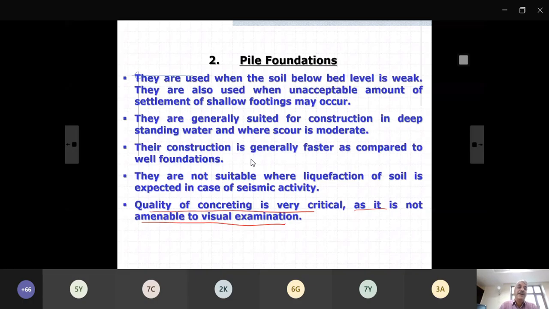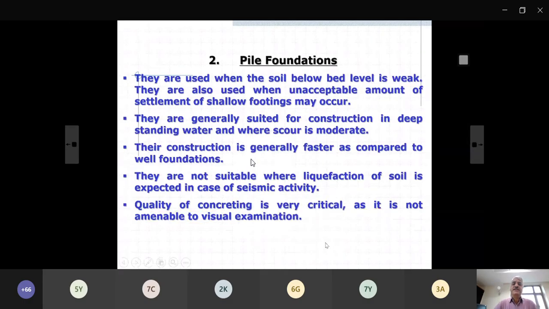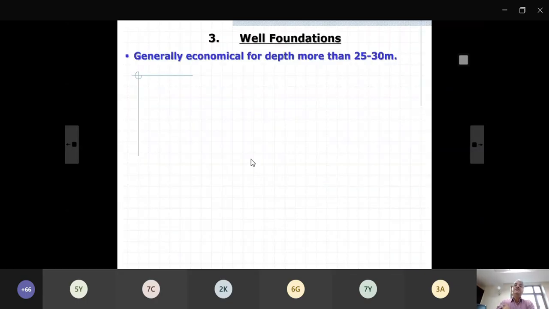Whereas in a well, you see in front of your eyes, first it is cast and then sunk, and you need not have very sophisticated methods of concreting. These are some of the features or advantages which decide your choice whether you want to go for pile or well.